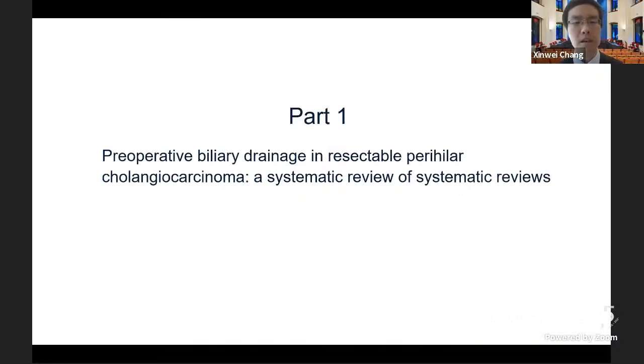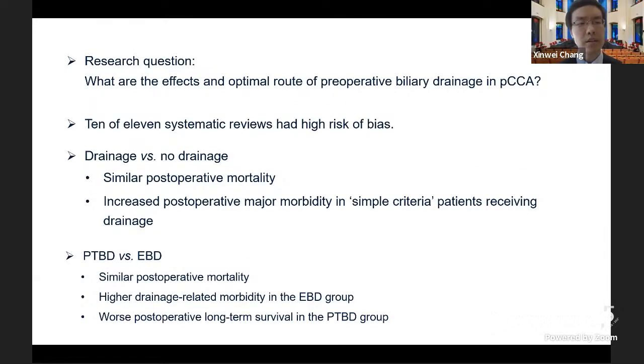In part one, we assessed the effect and route of preoperative biliary drainage in perihilar cholangiocarcinoma. This is a systematic review of systematic reviews. The research question of this study is, what are the effects and optimal route of preoperative biliary drainage in perihilar cholangiocarcinoma? We found that 10 of 11 systematic reviews had high risk of bias.